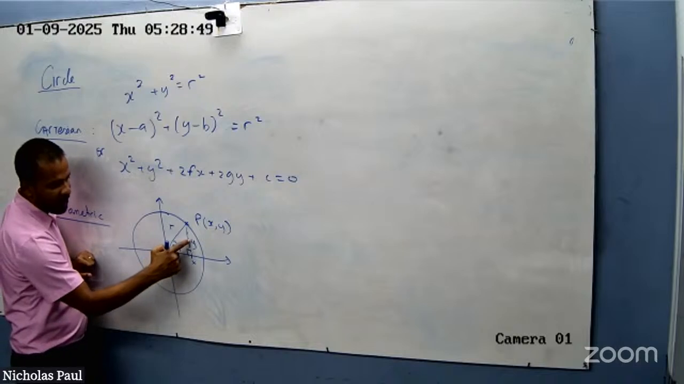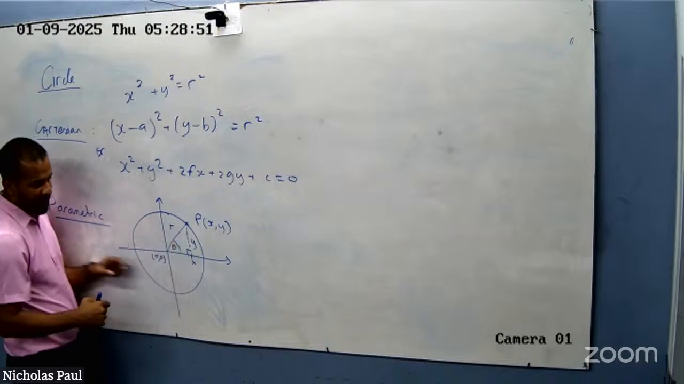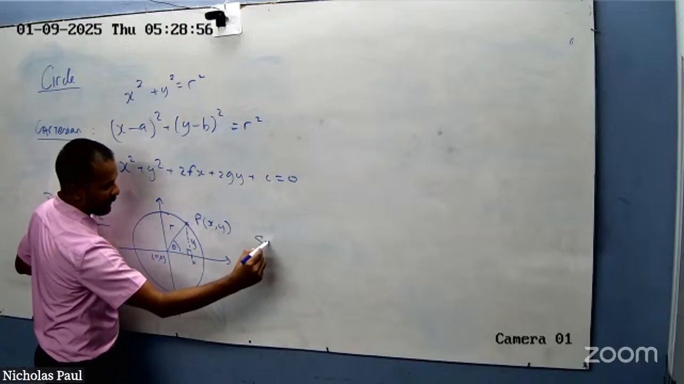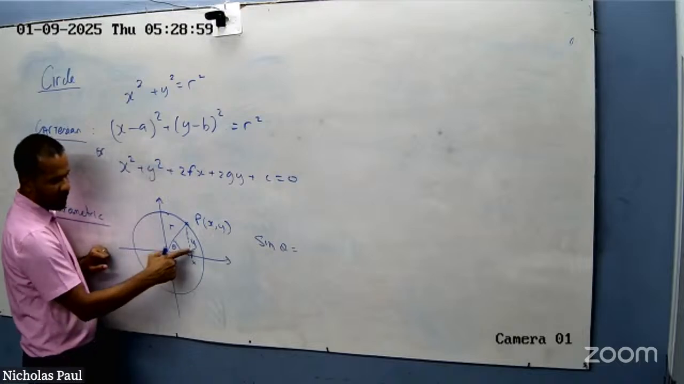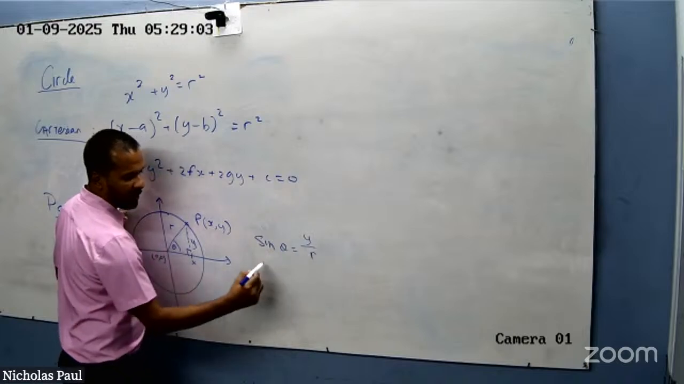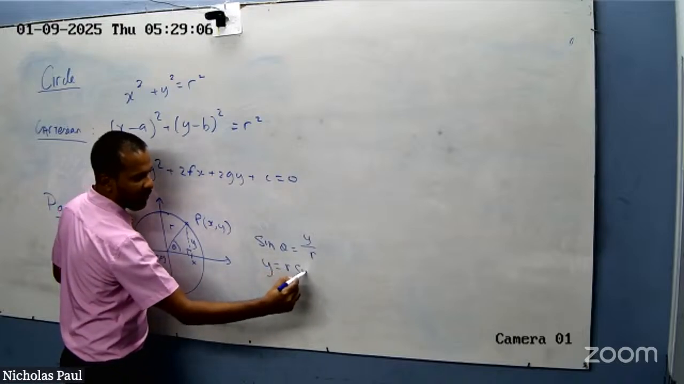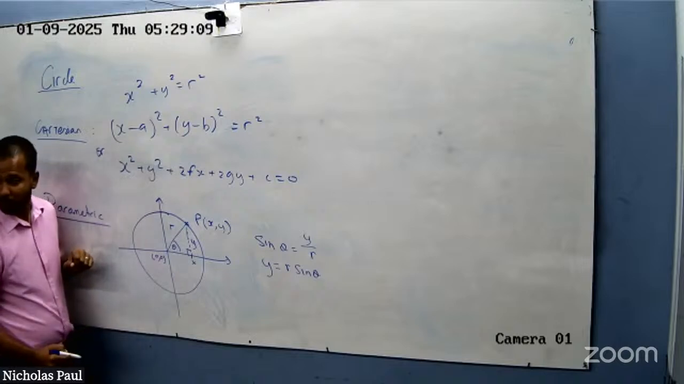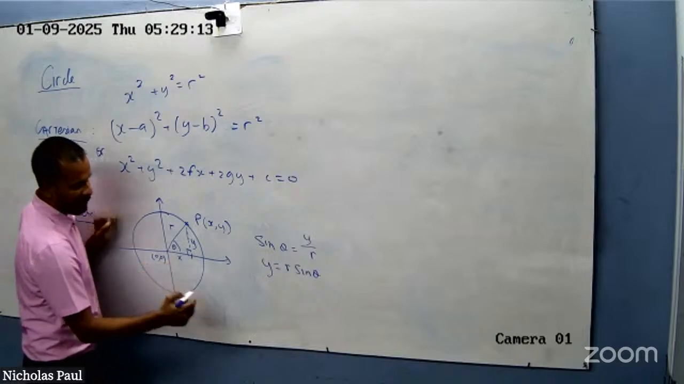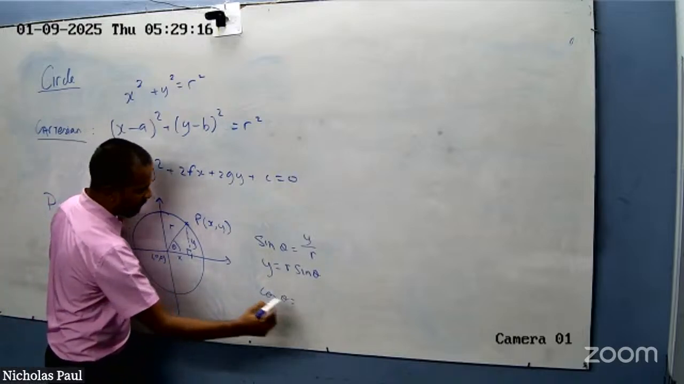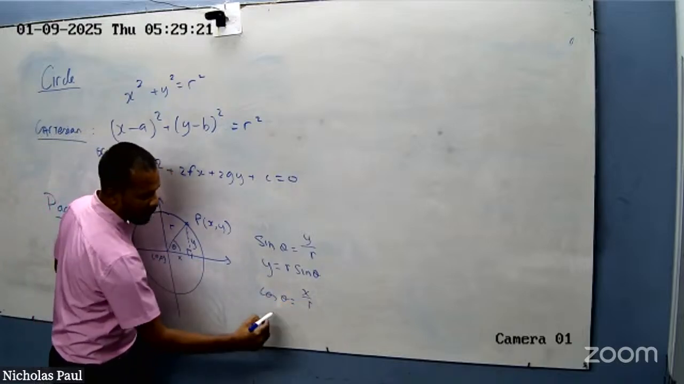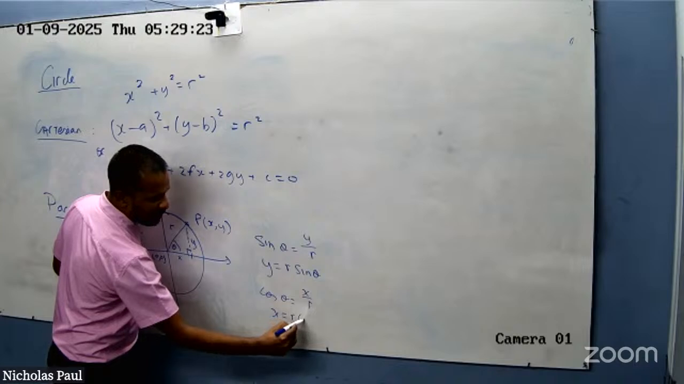So if I use trig ratios, what will I get in terms of y? Sine theta is equal to opposite over hypotenuse, so I'll get y over r. So y is equal to r sine theta. And here's x. If I do it in terms of cos, I'll get cos theta is equal to adjacent over hypotenuse, x over r. So x is equal to r cos theta.